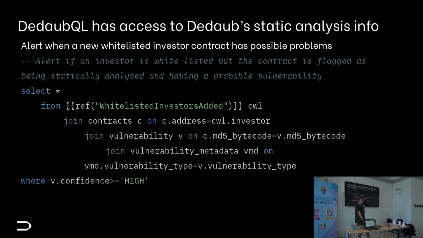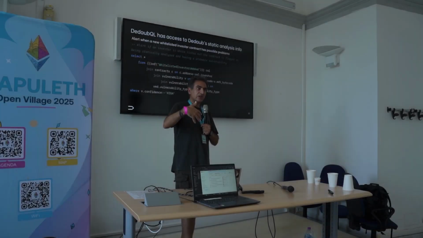Okay. So the idea here is I'm not telling you what vulnerability type. I'm leaving this pretty abstract at this point. All I'm saying is any vulnerability type with high confidence for a whitelisted investor, I would like to be notified for. So let's go and look at actual queries that we can play with. And instead of just the vulnerability types, we'll see a lot more.